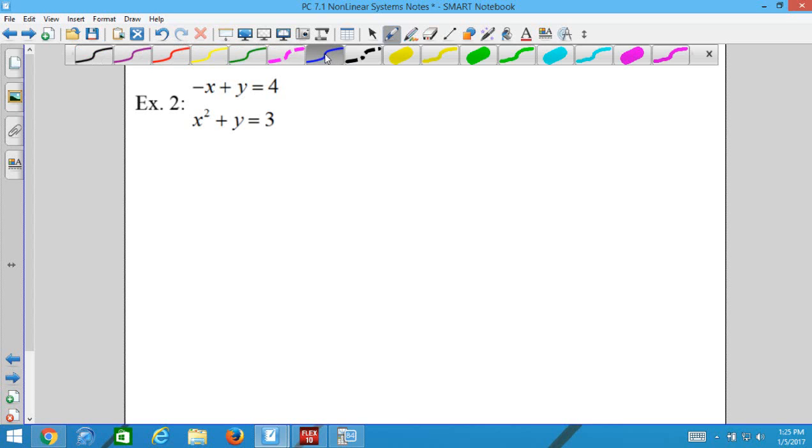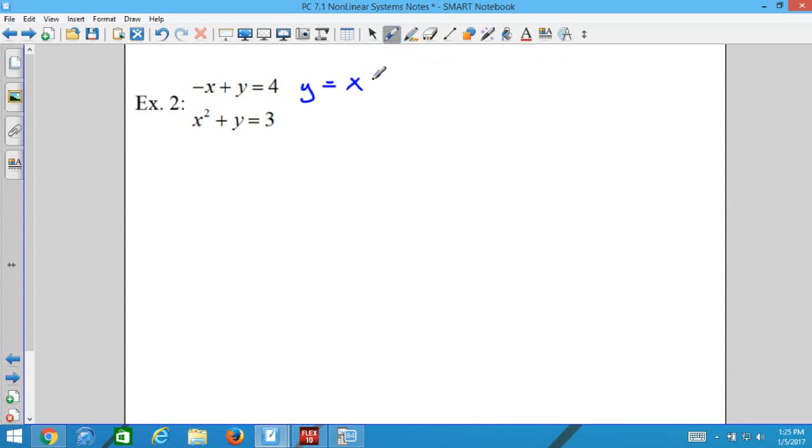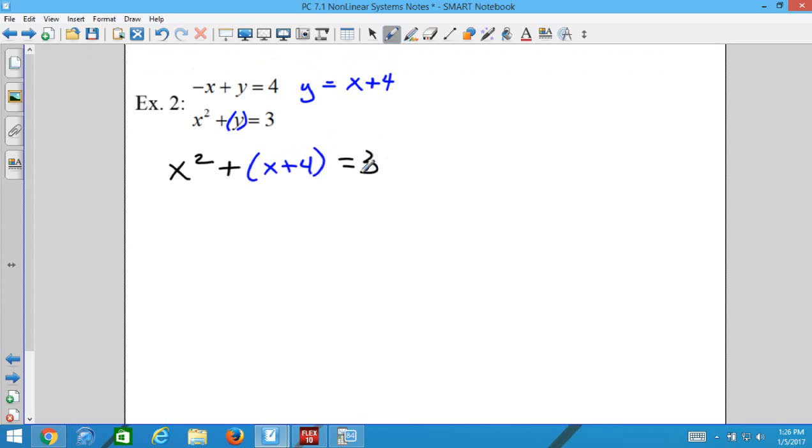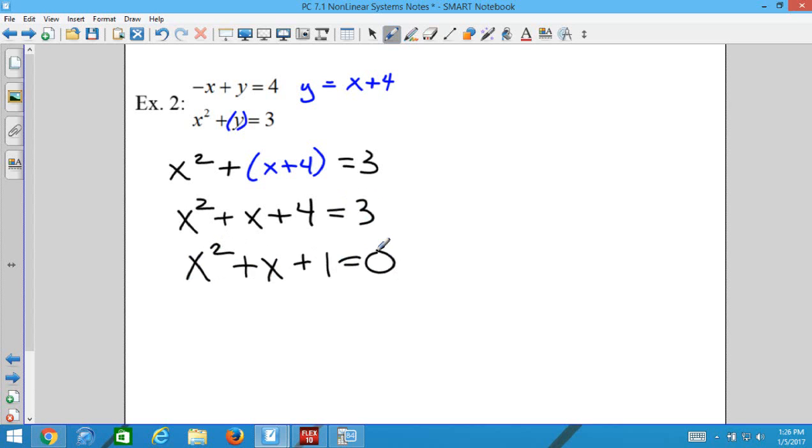Top one. Put it into the second one. Simplify. Set equal to 0. How would we solve it? How are you going to factor that?